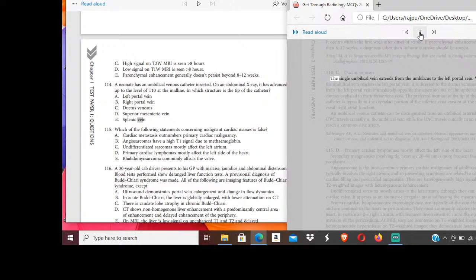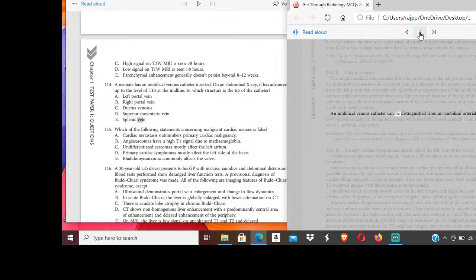114. C. Ductus venosus. The single umbilical vein extends from the umbilicus to the left portal vein. When blood from the umbilical vein reaches the left portal vein, it is directed to the ductus venosus, which originates from the left portal vein immediately opposite the insertion site of the umbilical vein and courses cephalad to the inferior vena cava. The preferred location of the tip of the umbilical venous catheter is typically in the cephalad portion of the inferior vena cava, or at the inferior vena cava right atrial junction.